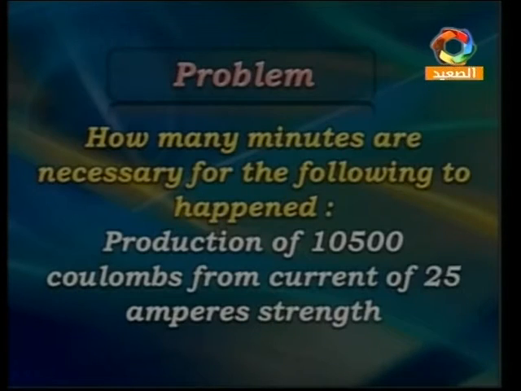After that we have an example or problem. This problem tells us: how many minutes are necessary for the following to happen? Production of 10,500 coulombs from a current of 25 amperes strength. It's very easy, nearly physics. I need to calculate how many minutes for 10,500 coulombs from a current of 25 amperes strength.